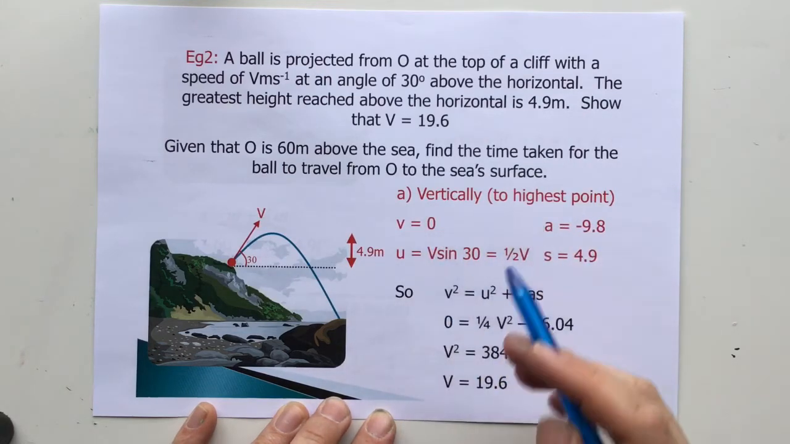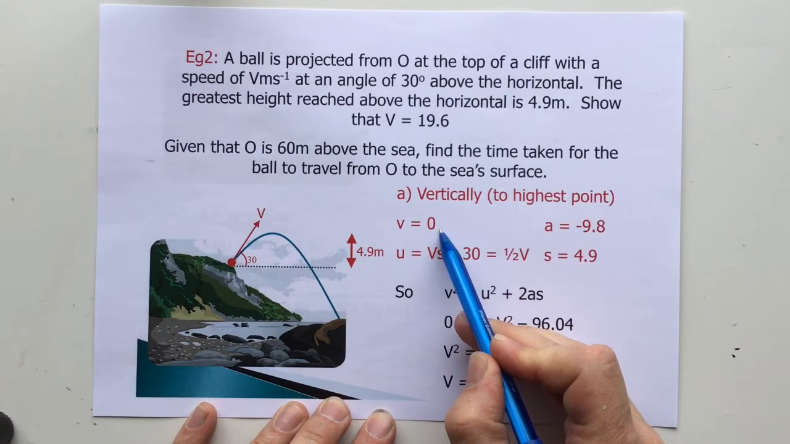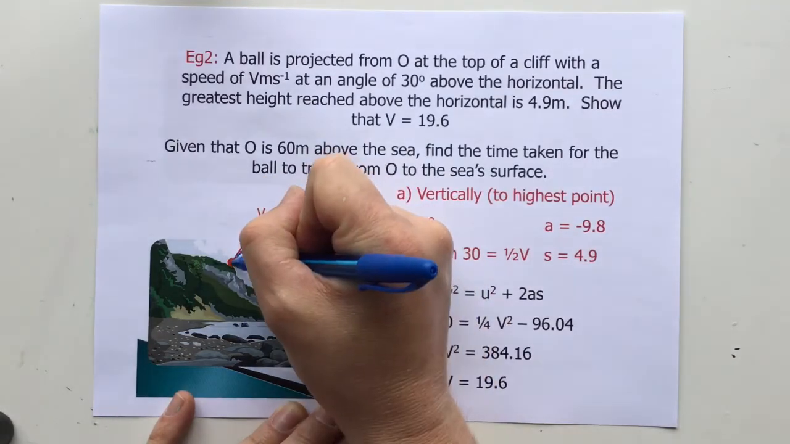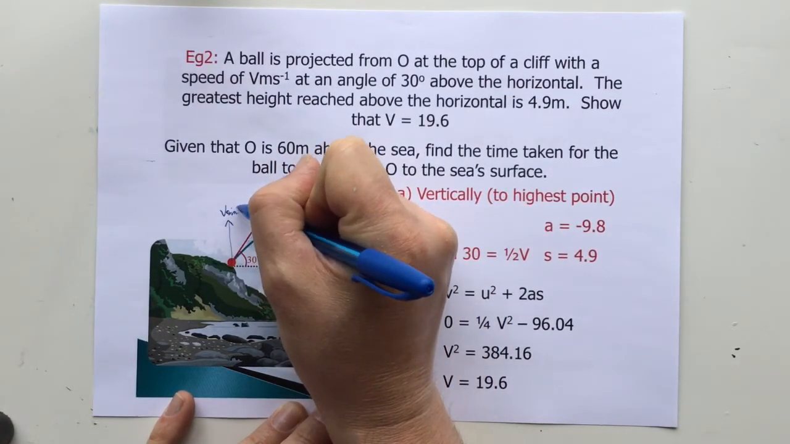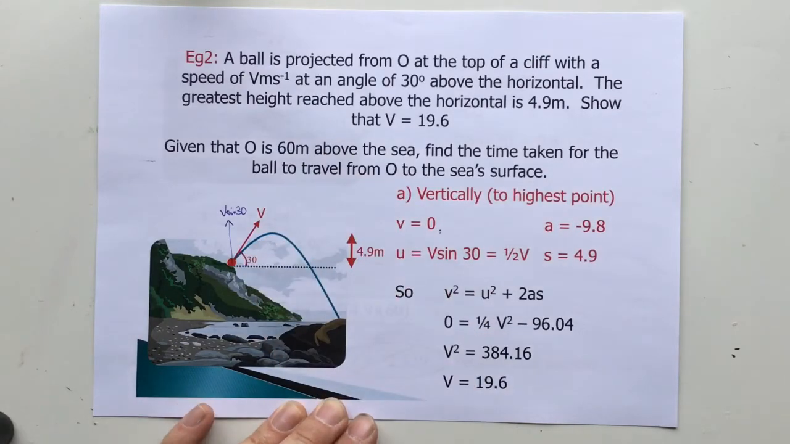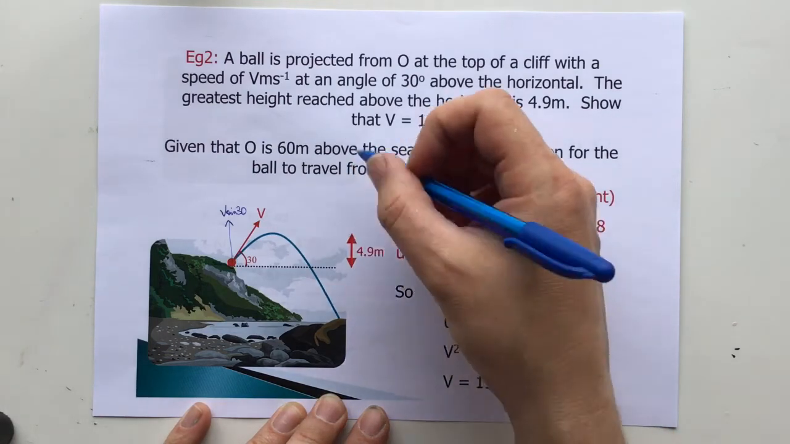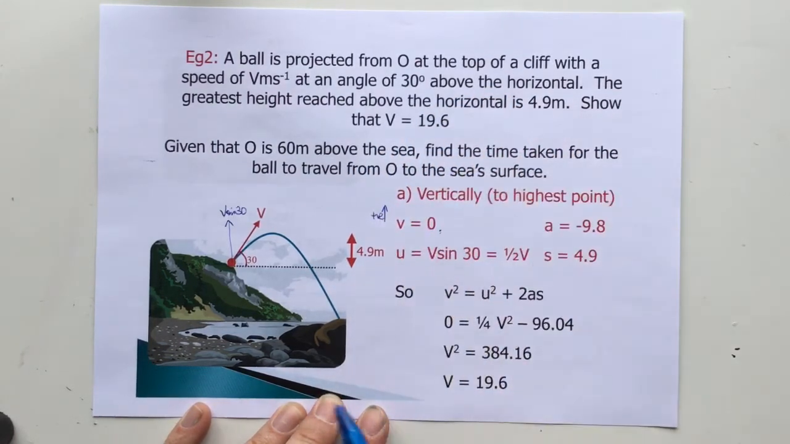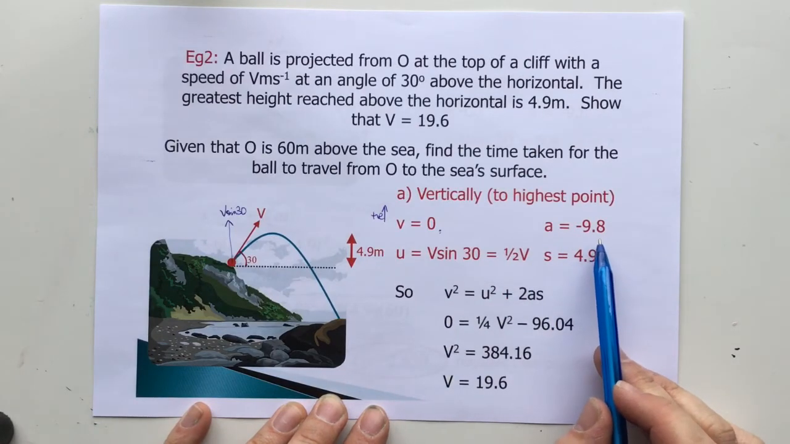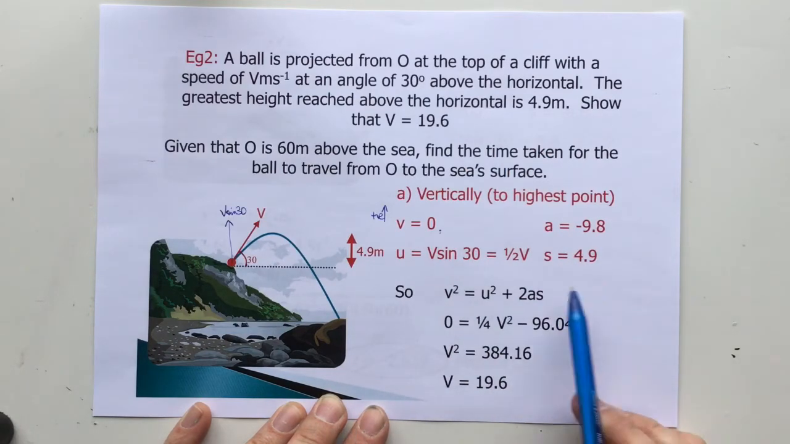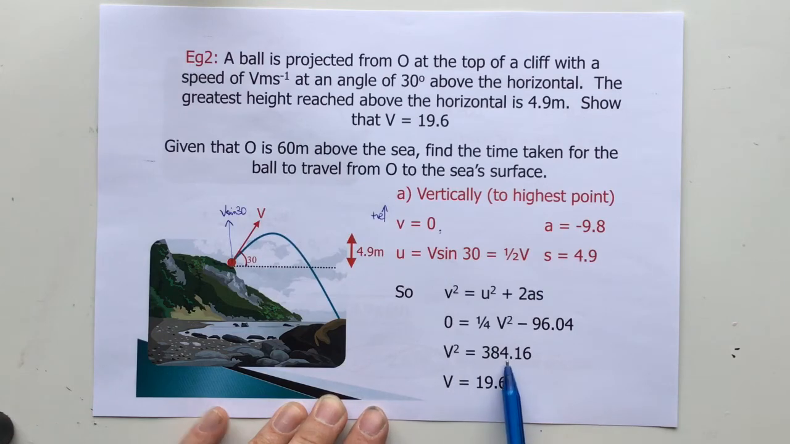Okay, so first things first, we're told that the greatest height is 4.9 meters. So we know that vertically, whenever we're talking about greatest height, the final speed must be 0. Its initial speed is v sine 30, and sine of 30 is a half, so its initial speed is a half v. If I'm treating up as being positive, then my acceleration due to gravity is minus 9.8. And we know it has a maximum height of 4.9. So filling all those in, we get v squared is 384.16, and so v is, as we wanted, 19.6 meters per second.